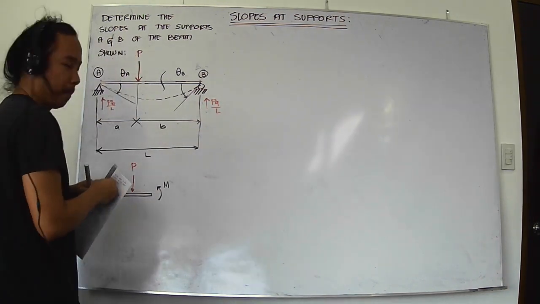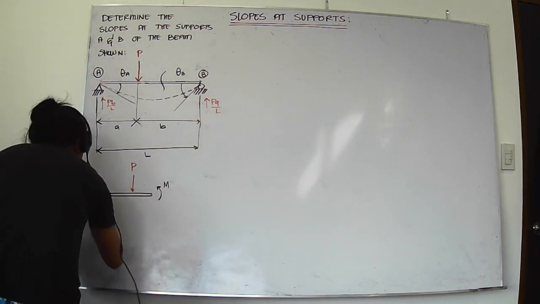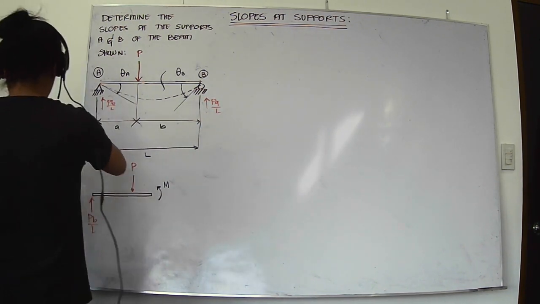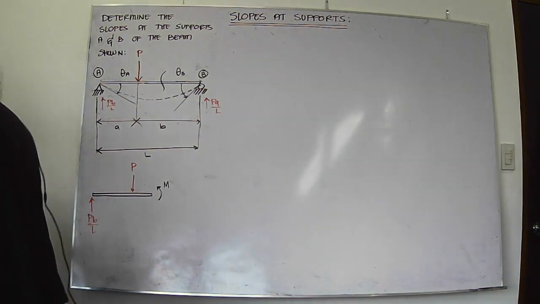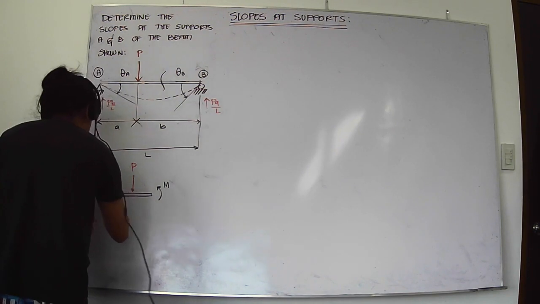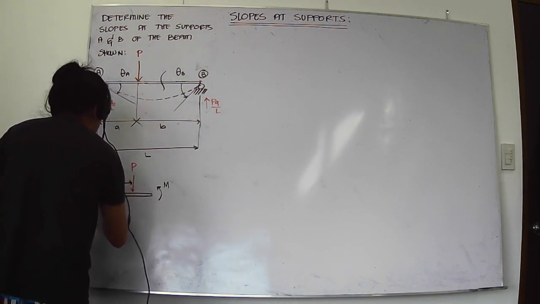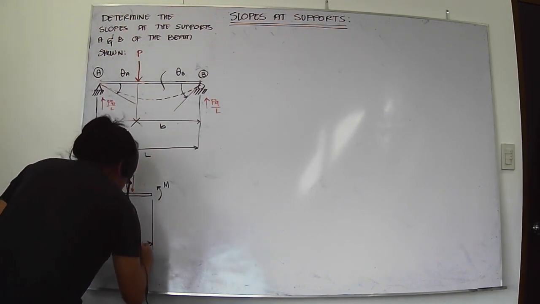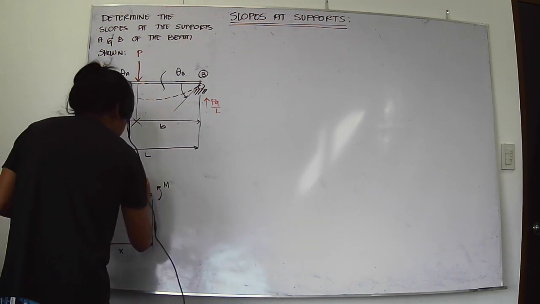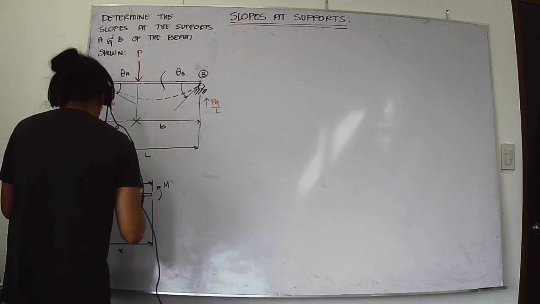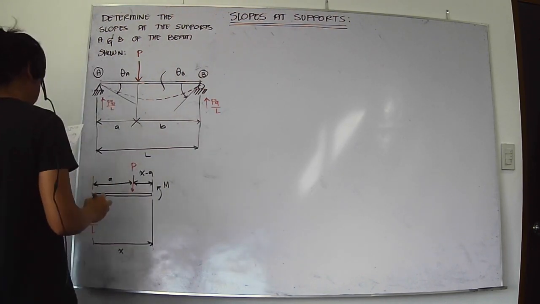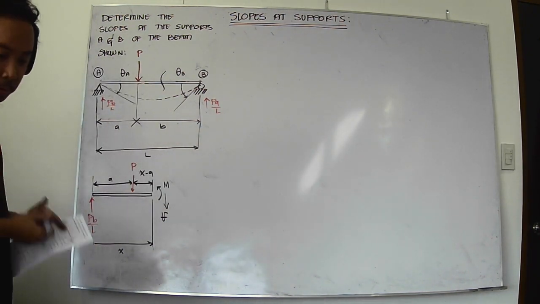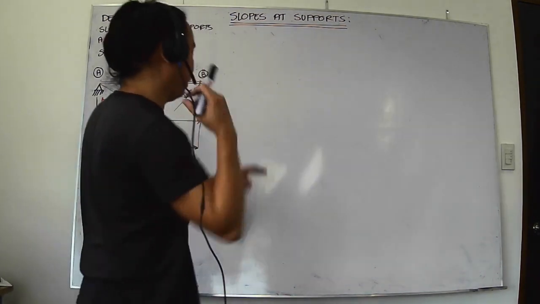Okay? So in this case, we have PL. You have to keep in mind that this is a distance of A. Then from here going to this point, that is X. So that is A and this is X, and this should be X minus A. Okay?